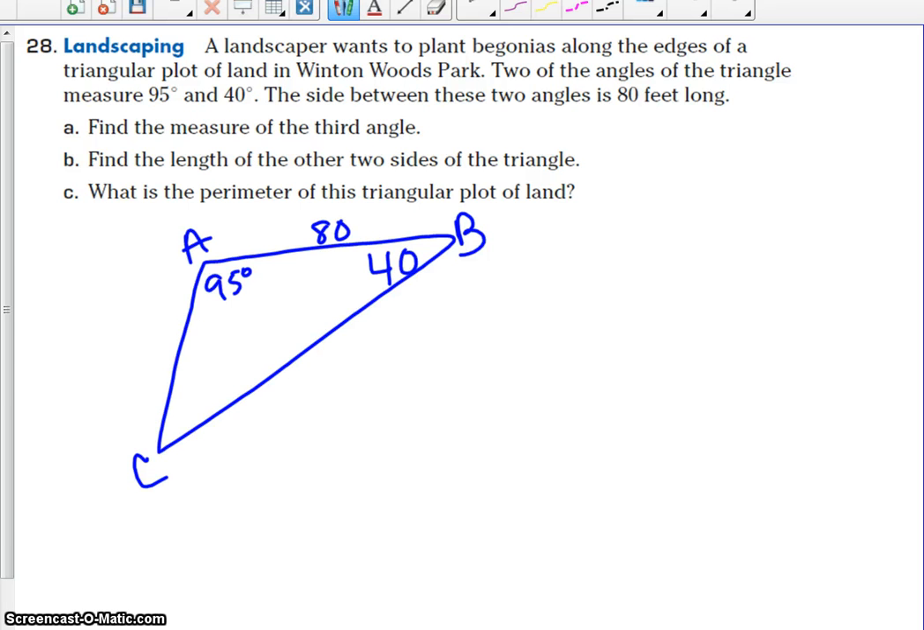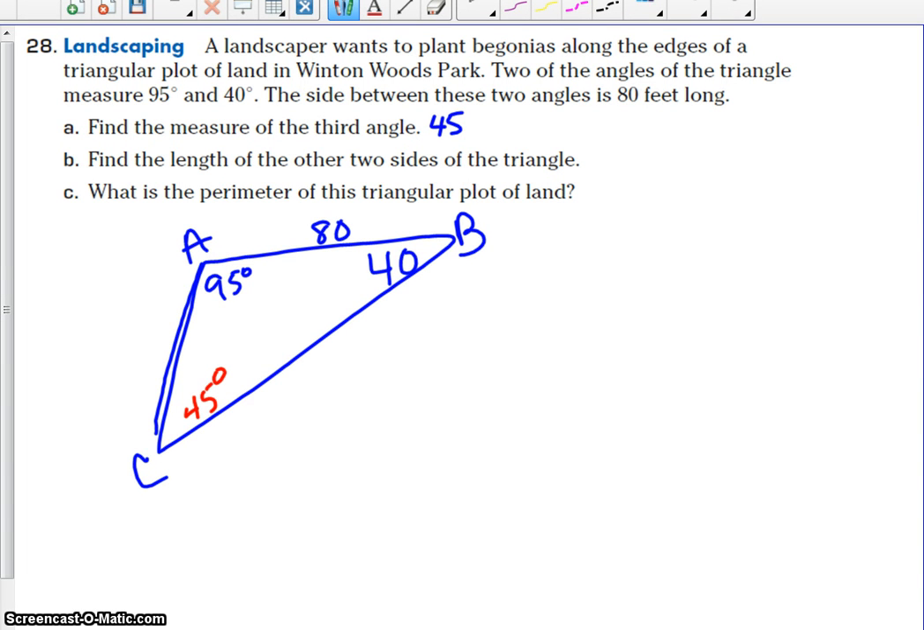That one's not so hard. We just use our 180 rule for that. 180 minus 95 minus 40. I got 45 for my missing angle here. So my missing angle is 45 degrees. All right. Find the length of the other two sides of the triangle. Well, now actually for the other two sides, I could be looking at law of sines on this. This one is just one where they're just looking for what's the length of the side.